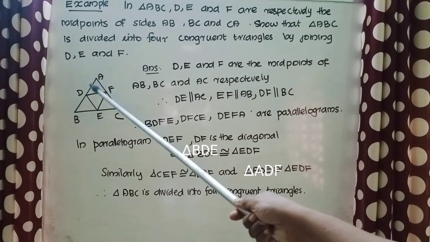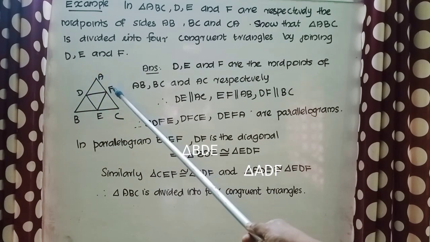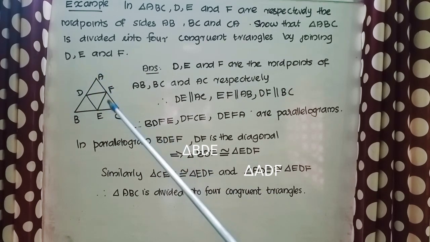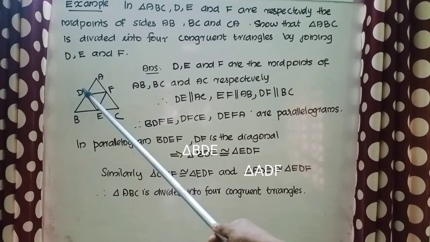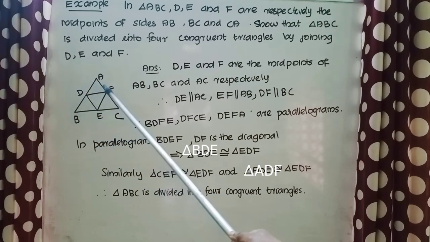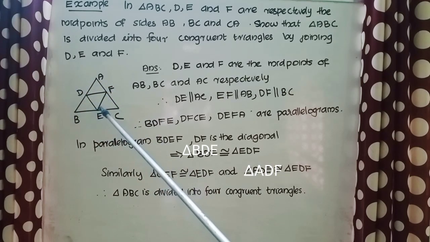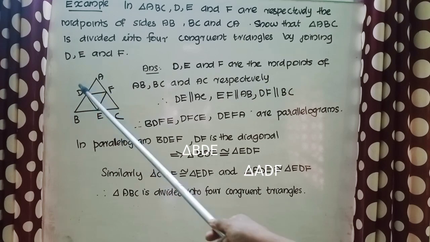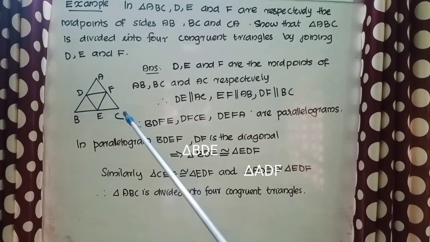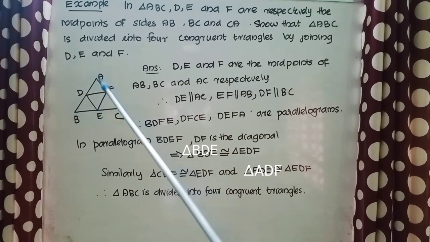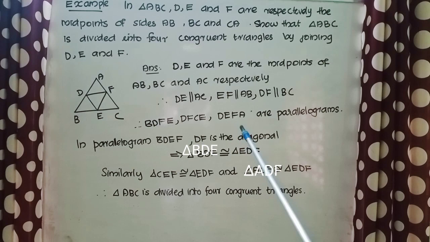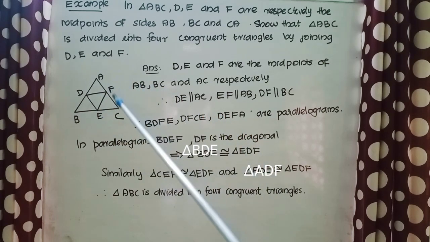Then D is the midpoint of AB and F is the midpoint of AC. Then this DF is parallel to BC. So we can conclude this BDFE and EDFC and this DEFA all are parallelograms because their opposite sides are equal and parallel.